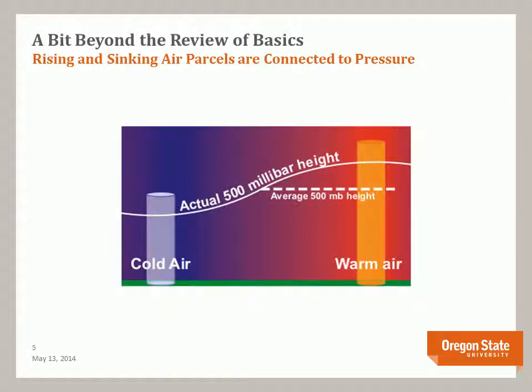Another connection between moving air parcels and pressure is shown in this model. Note that cold air, say in the evening, sinks, resulting in a depression of the 500 millibar height, or isobar. The air is bunching up, and the pressure is increasing at the surface because of this cooling. On the other hand, air that is warm during the day rises, leaving a low pressure area, and an increase in the elevation of the 500 millibar height.